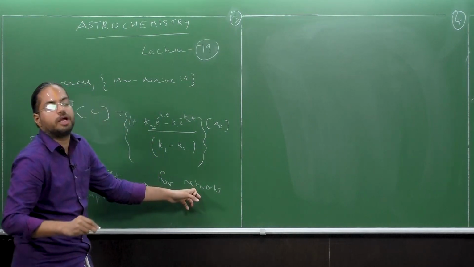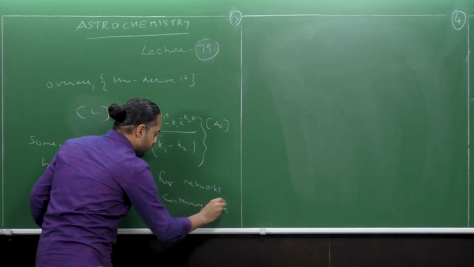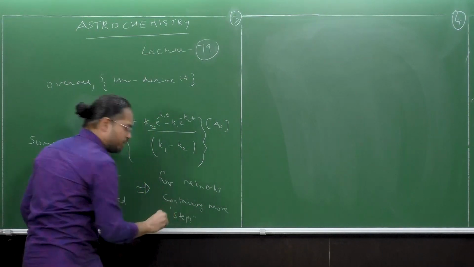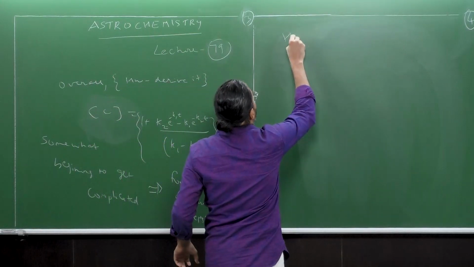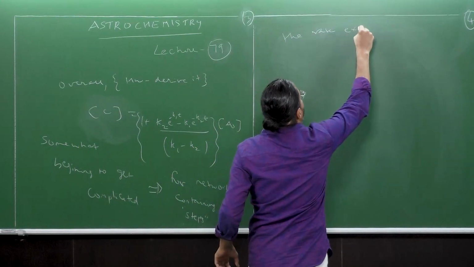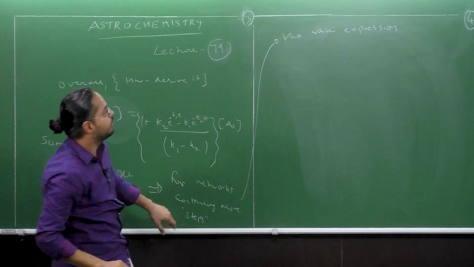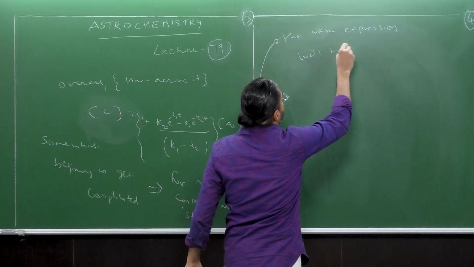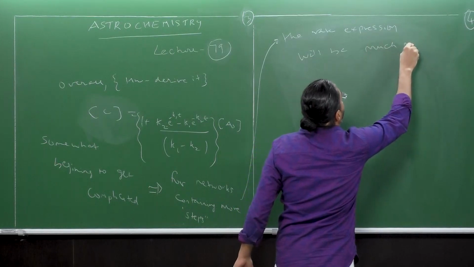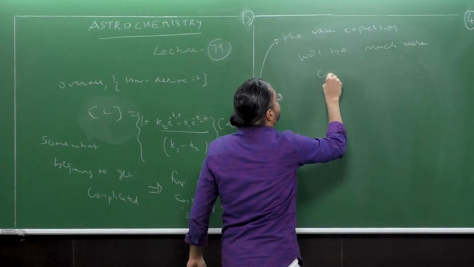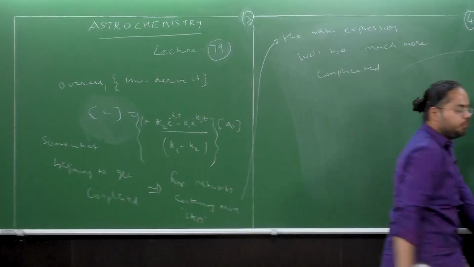What network I'm talking about? I'm talking about a network of chemical reactions. Okay, so for networks containing more steps, see, by steps I'm just talking about the individual reactions. It's a colloquial usage. Okay, so for networks containing more steps, the rate expression will be much more complicated. And to avoid it is why you use the steady state approximation.